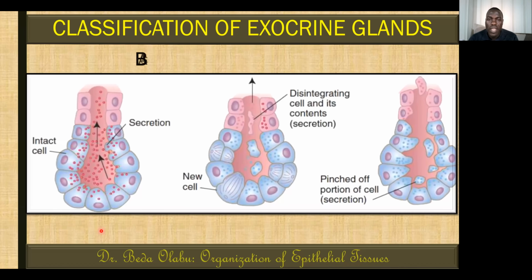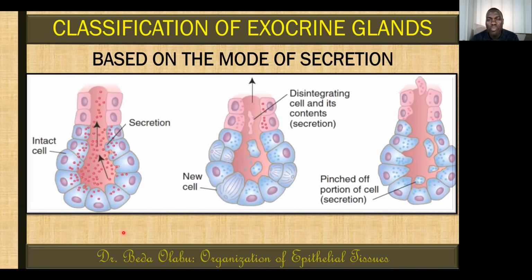Lastly, we can classify exocrine glands based on the mode of their secretion. According to this classification, there are three varieties of exocrine glands. The first one is what we call a merocrine gland. What does a merocrine gland do? A merocrine gland releases its secretions without losing any part of the cell.